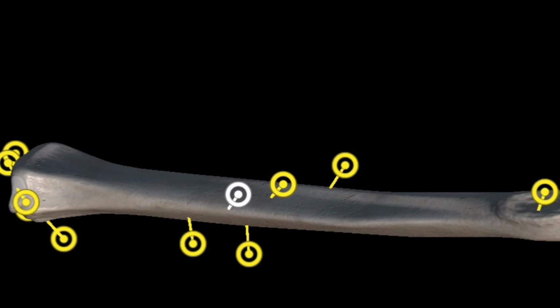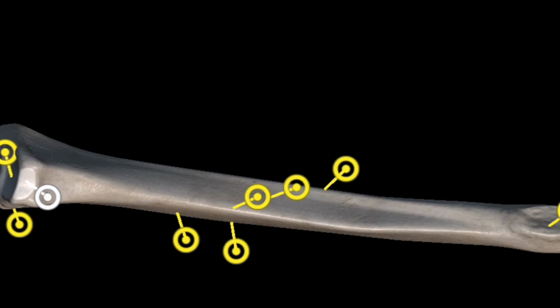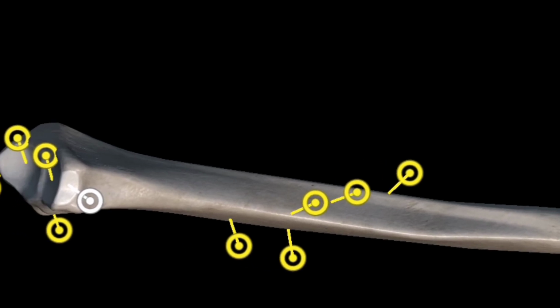This is the interosseous border, the medial border of the radius, which is attached to the interosseous border of the ulna by the syndesmosis membrane, or interosseous membrane, that makes the syndesmosis joint. And distally, here is the ulnar notch for the head of the ulna. The radius has an ulnar notch, in which the ulnar head will articulate in the distal radioulnar joint.